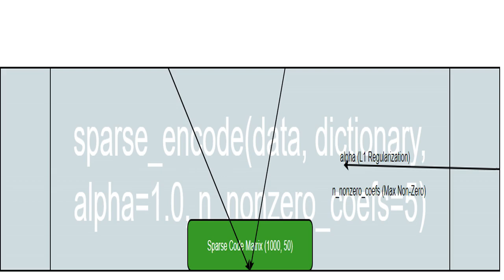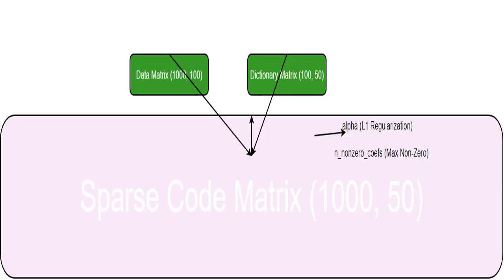Here, I'm applying the sparse function. I feed my data and dictionary to create the sparse representation, setting ALPHA to 1.0, which controls sparsity, and limiting each data point to at most 5 non-zero coefficients using NNONZEROCOEFS. This is the result, a 1000 by 50 matrix, where each row tells me how to combine my 50 Lego bricks, dictionary entries, to best represent each of my 1000 data points.